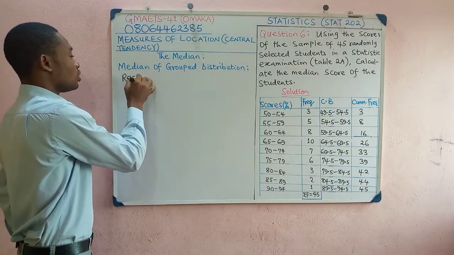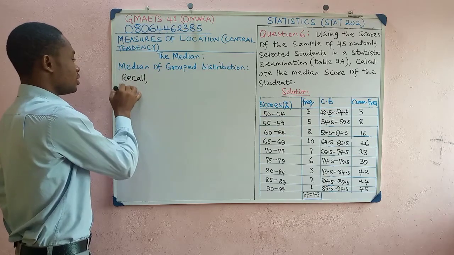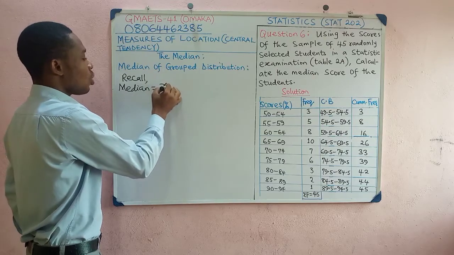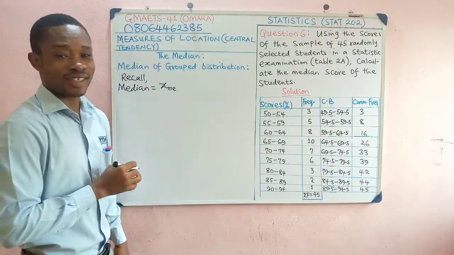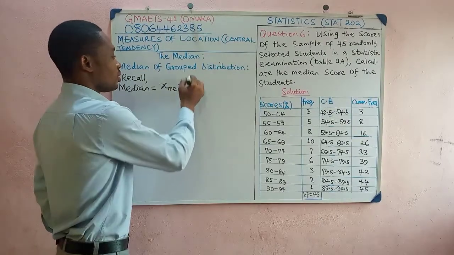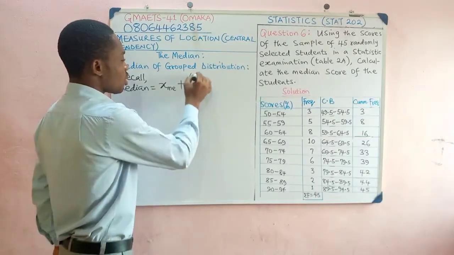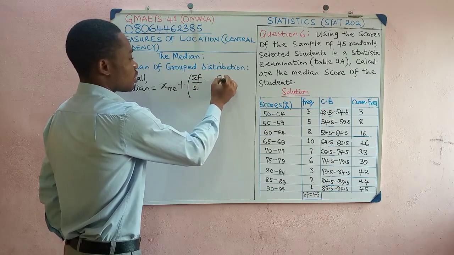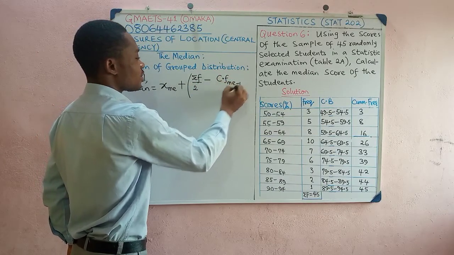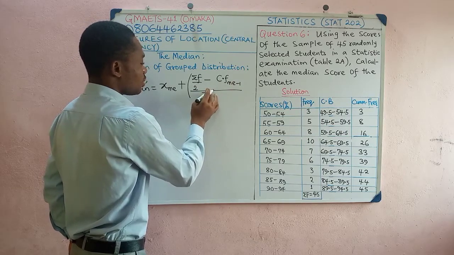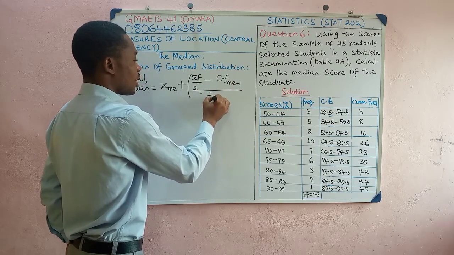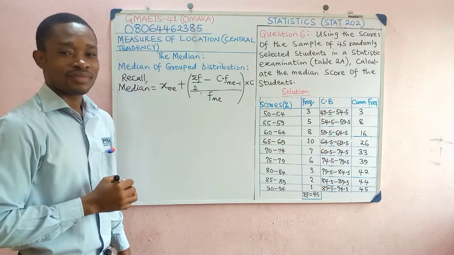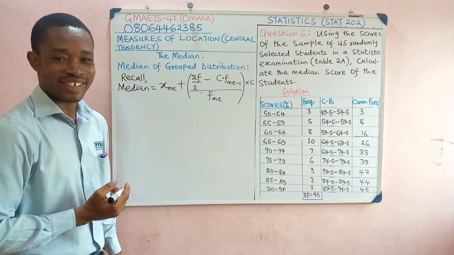So recall, we obtained already that the median is equal to the lower class boundary of the median class, right? So we're going to add to it, open brackets, the summation of the frequencies divided by 2, minus the cumulative frequency of the pre-median class, all divided by the frequency of the median class. We're going to multiply this term by the class width of the median class.